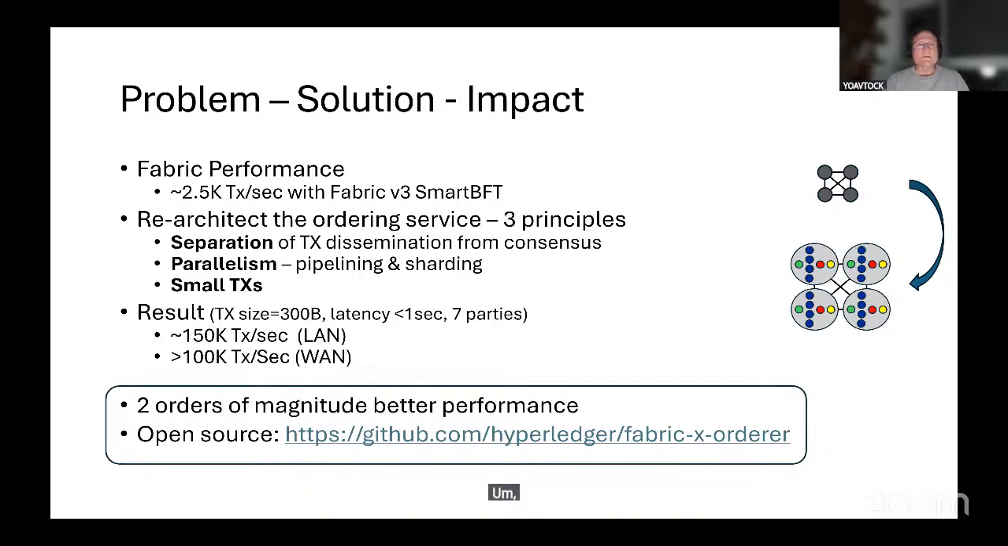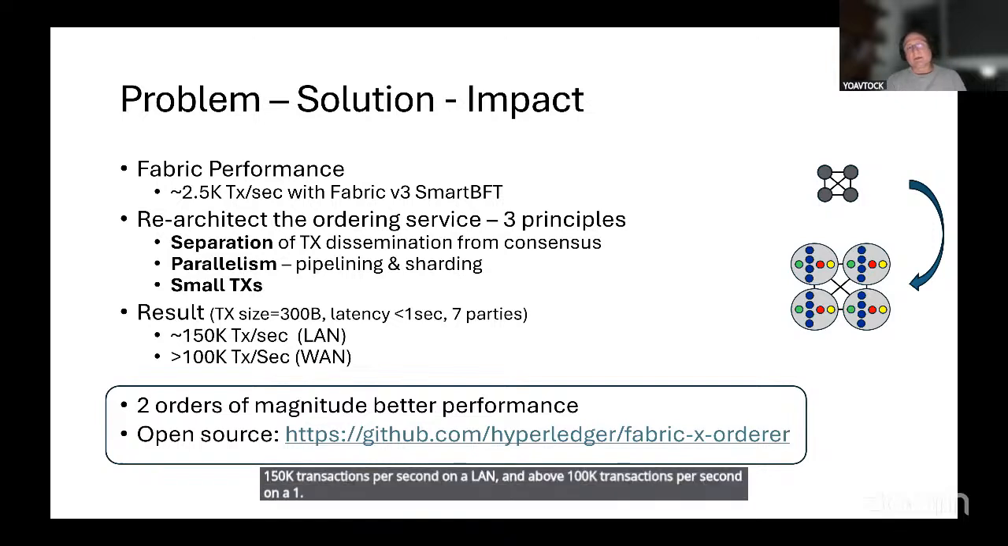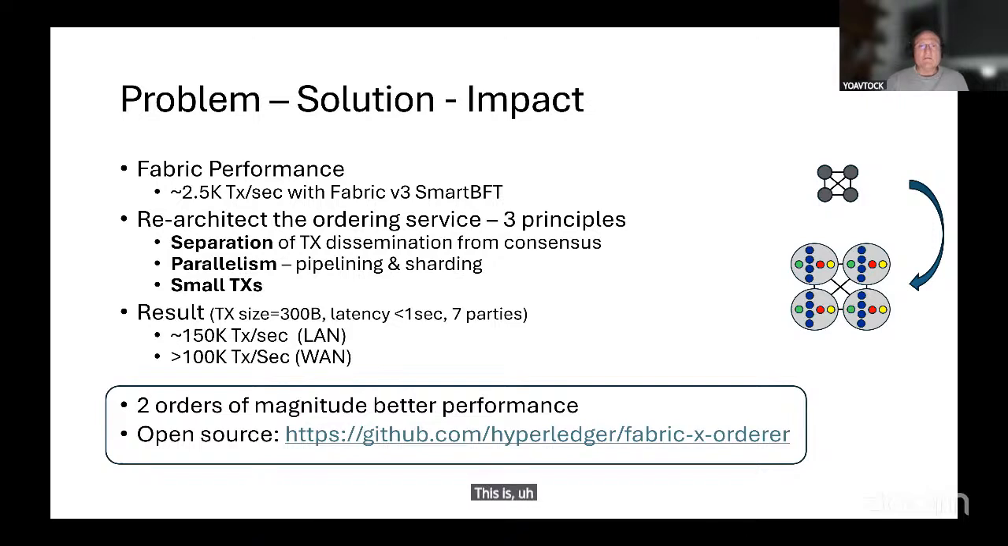Doing so, we were able to reach performance of 150K transactions per second on a LAN and above 100K transactions per second on a WAN. This is two orders of magnitude better performance than Fabric. And all of this is open source in the Fabric X Arma repo, together with the Fabric X project.